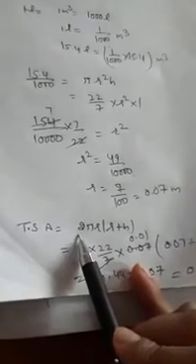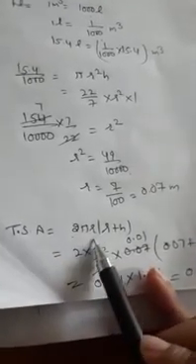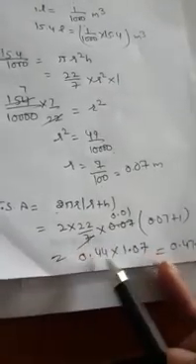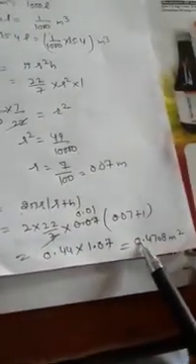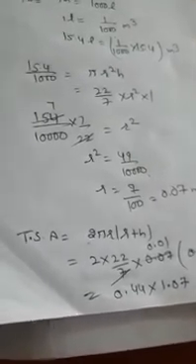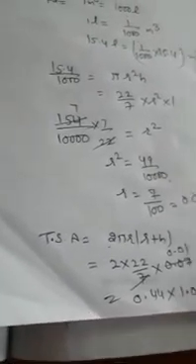Now total surface area we have to find. So the formula is 2 pi R into R plus H. Put the values, and after calculation we will get 0.4708 meter square. This is how to find total surface area when volume is given.